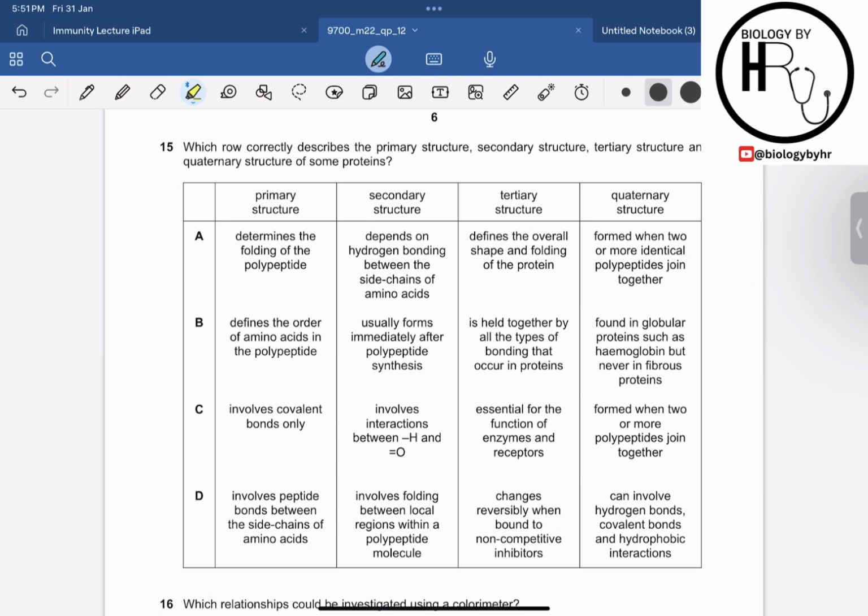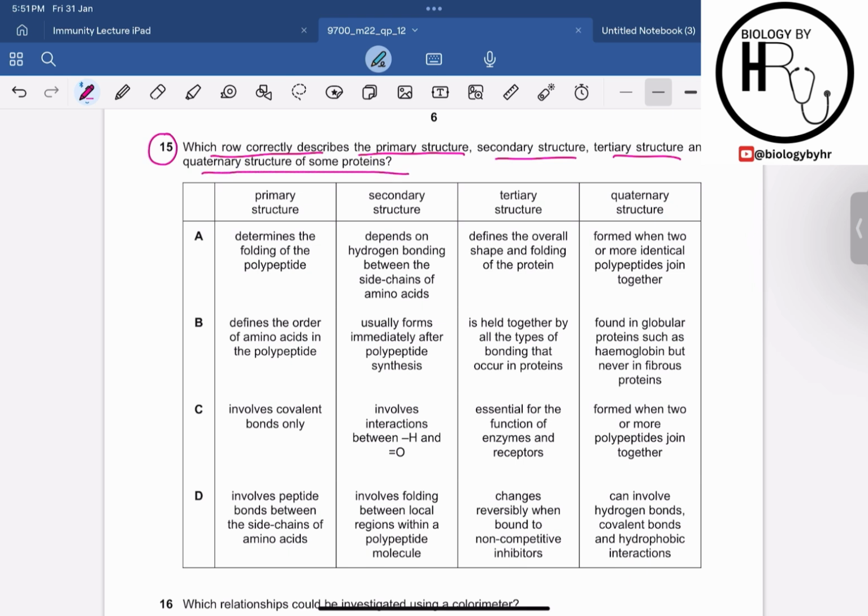Alright, so now let's move on to question number 15 over here. Question number 15 says, which row correctly describes the primary structure, secondary structure, tertiary structure and the quaternary structure of some proteins. So let's look at the options one by one.